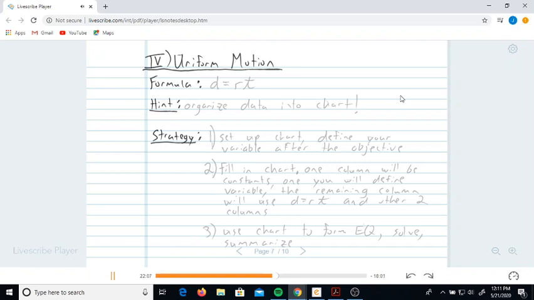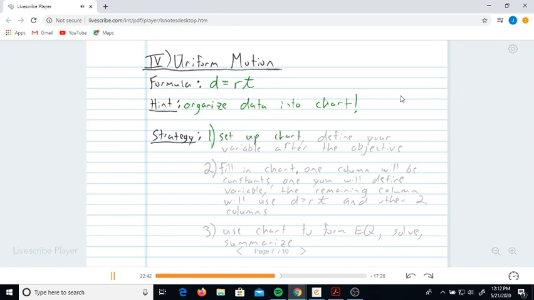Alright, that brings us on to the next application, uniform motion. We're at the formula D equals RT, where D represents distance, R represents speed, and T represents time. Now you're going to be presented with a lot of information here, and oftentimes it's going to be information overload. So what you want to do is organize the data into a chart. You don't have to follow this strategy, but here are some general guidelines you can.